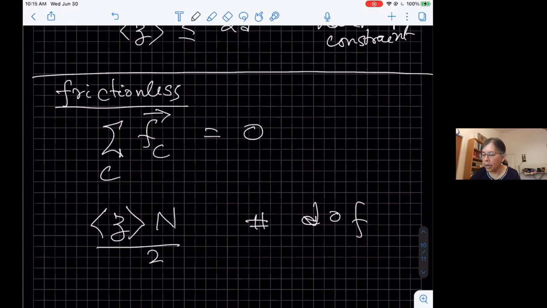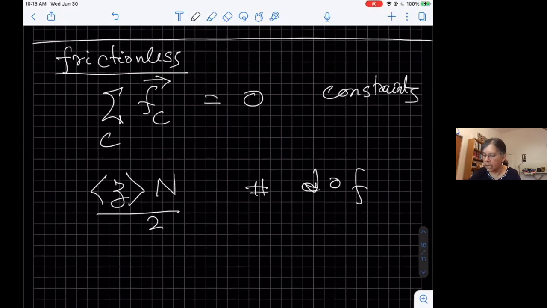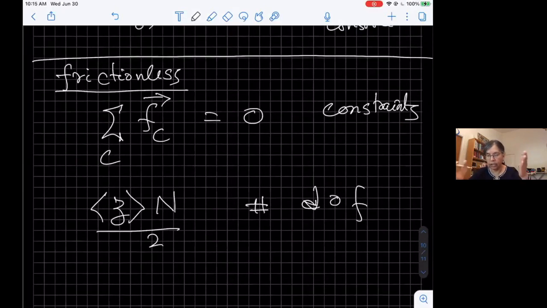And how many equations do I have? And these are the constraints. Right, so now instead of dn degrees of freedom, which were the positions of the grains, I have Zn over 2 degrees of freedom, which are the contact forces. And here I just have one contact force because there's no tangential force.